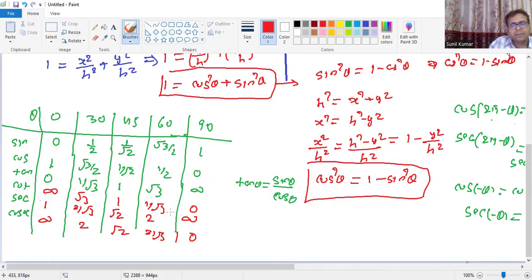Based on this table, we can find other values beyond 90 degrees. Suppose we have 120, 150, 135, and so on. We have different values that you can find based on this concept. I'll explain this in the next lectures. Till now I have explained all the basics here. Okay, so that's all in this lecture. Thank you.